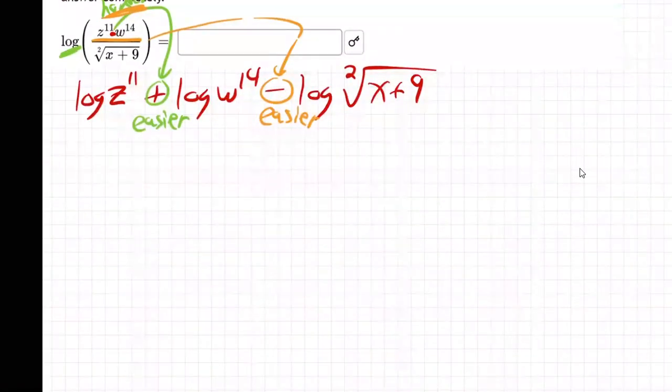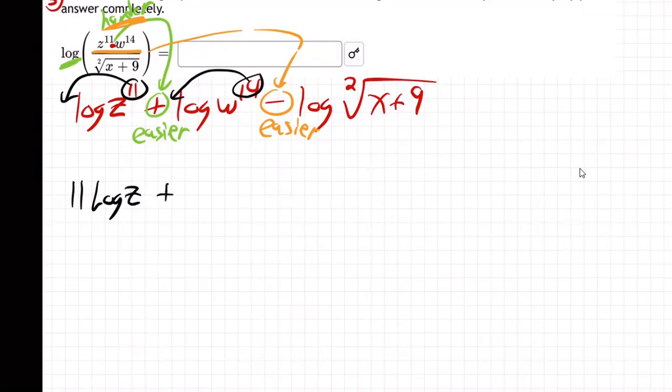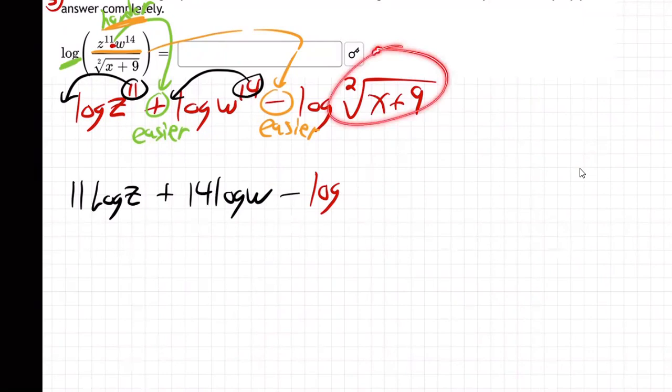Now the powers come down to the front, don't they? You know about that. So grab this power, drop it down to the front, grab this power, drop it down to the front. So it'll be 11 log z plus 14 log w minus. Now, what about this guy? Well, what do we do with that? It's weird. This is the tricky part of this problem. What do you do with that weird square root thing?